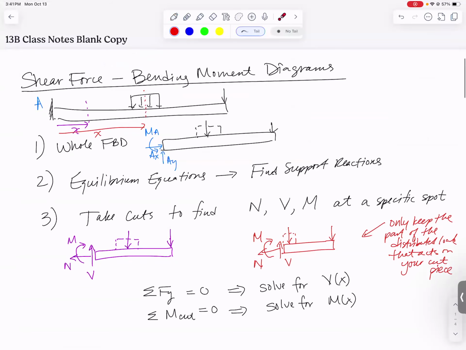So up here, when we did the whole free body diagram, we would have found the area under the whole distributed load and replaced it with a force that acts at the middle of that rectangle. But down here, since we're cutting partway through, we only take the area under this part of the distributed load, find a new equivalent force, put it exactly at the middle of that little rectangle. All right, so we could do this, but it's typically kind of slow.